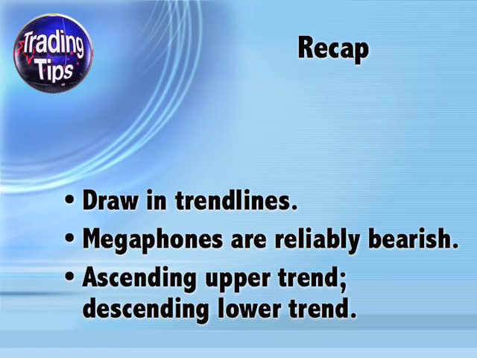To recap, the important lessons of this episode are: 1. Draw in trend lines. Trends are not always immediately visible to the naked eye. 2. Megaphones are one common chart formation that are pretty reliably bearish. 3. Megaphones consist of an ascending upper trend line and a descending lower trend line. In order to spot these formations, you must make yourself comfortable with OHLC line types.